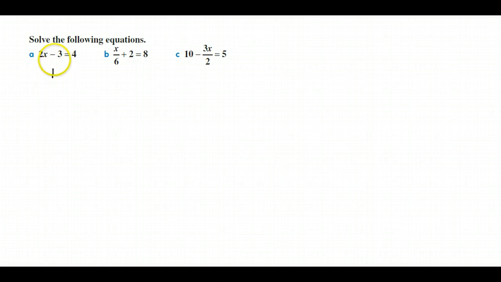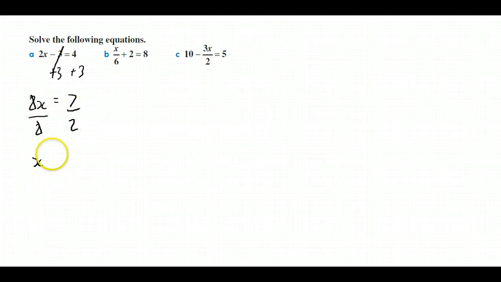So for this one here, I've got to do the plus 3 first on both sides and rewrite it. They cancel out, and now I've got 2x equals 4 plus 3 is 7. Then I'll divide both sides by 2, and I'll get x equals 7 over 2.